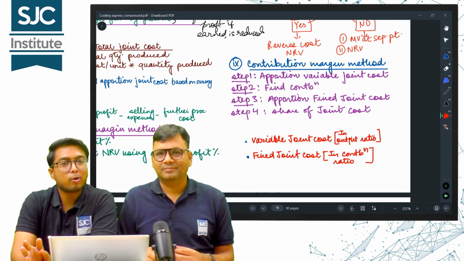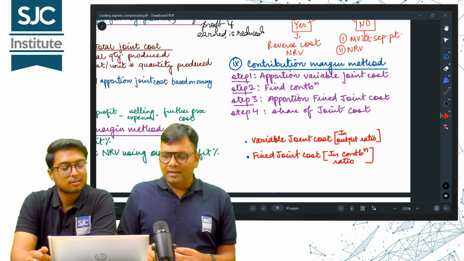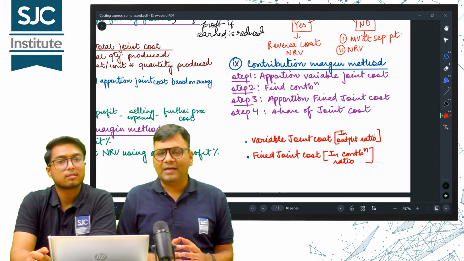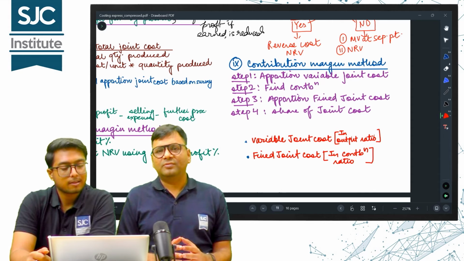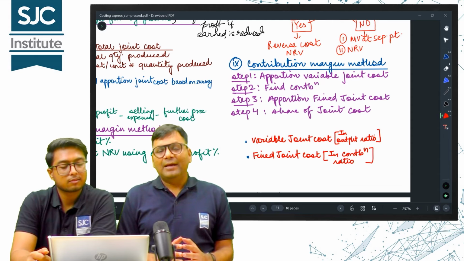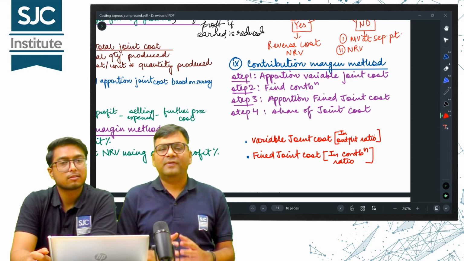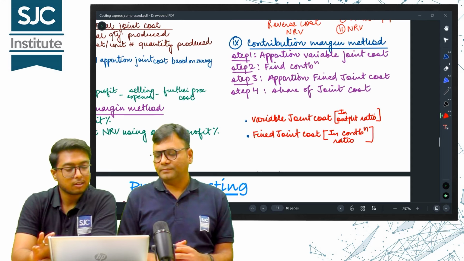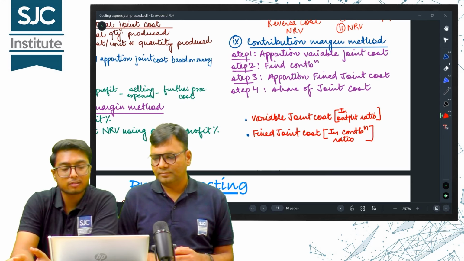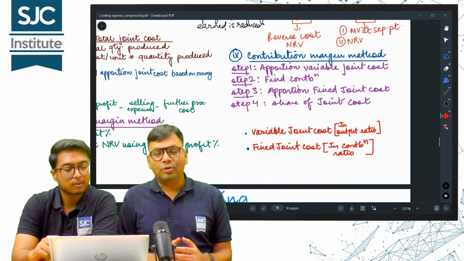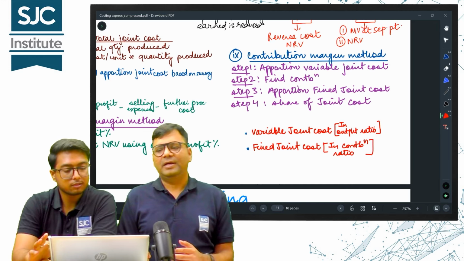The next method, the contribution margin method. Here the basic funda is variable cost will be apportioned in the ratio of actual output produced and fixed cost would be apportioned in the ratio of contribution earned by the products. So that means in order to use this method, we must have split off our joint cost into variable cost and fixed cost. So what will be the steps? The steps will be: first, apportion the variable joint cost. Second step, find contribution. Third, apportion the fixed cost. Step 4, now you have to find the share of joint cost, which will be total of variable cost plus fixed cost.